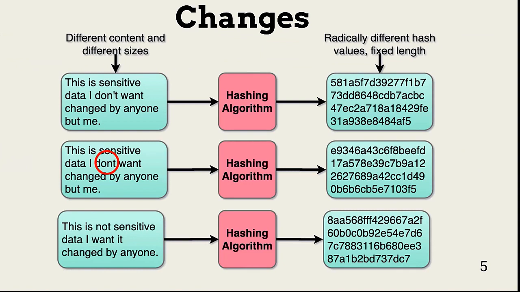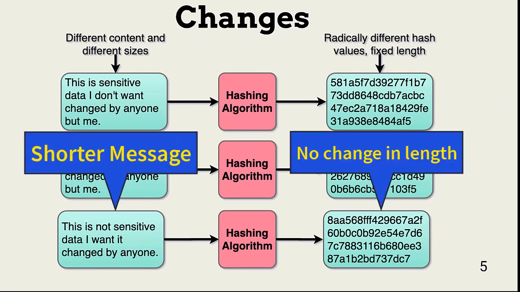This graphic shows how changes in a message affect the hash value. Note the high entropy between the changes to the text and changes to the hash value. In the first change, I simply removed an apostrophe. Note the completely different hash. In the second change, the message is shorter. Note that the size of the hash value is fixed by the algorithm used.